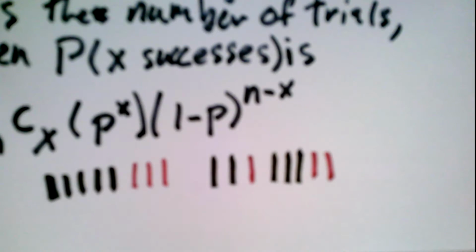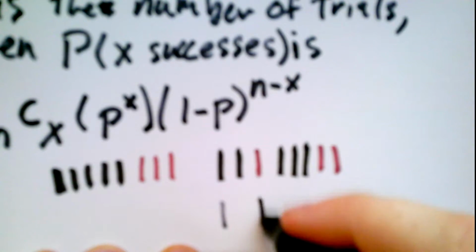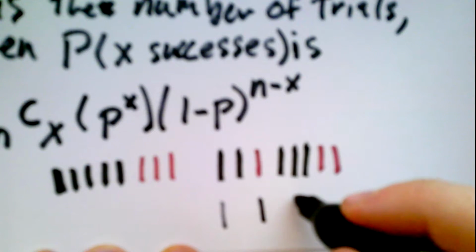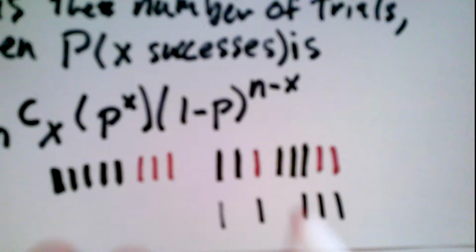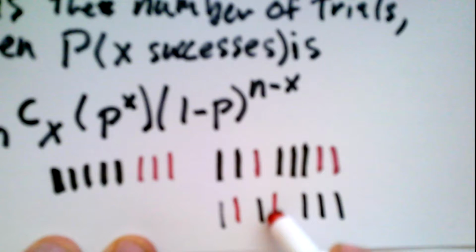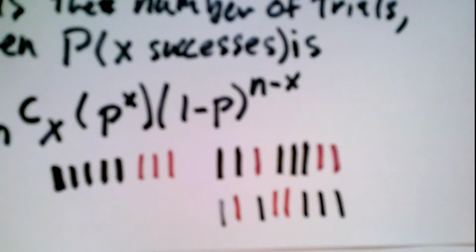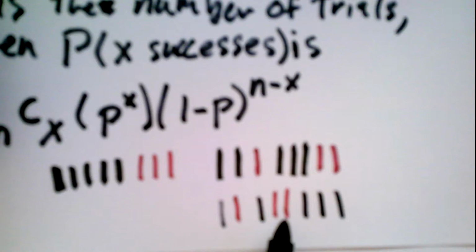So let me write another one, like success, fail, success, fail, fail, success, success, success. So the probability of getting them in this order is the same as the probability of getting them in that order, which is the same as getting them in the other order. Any one of these orders is just as likely as any other one of these orders.